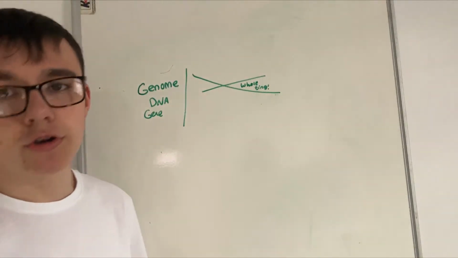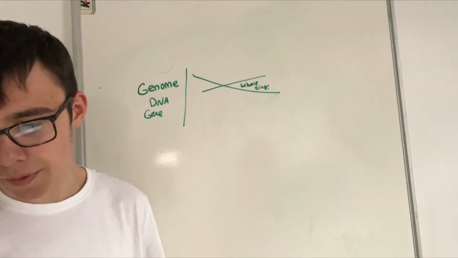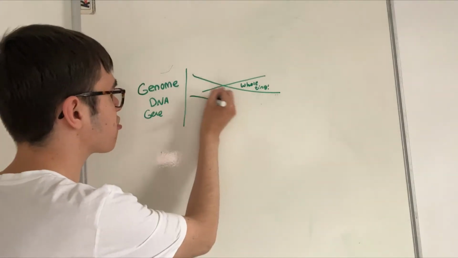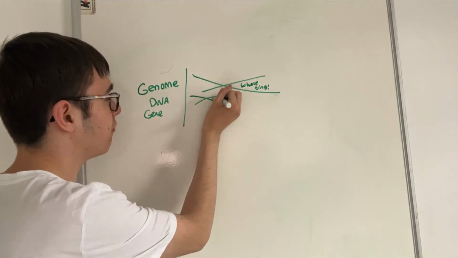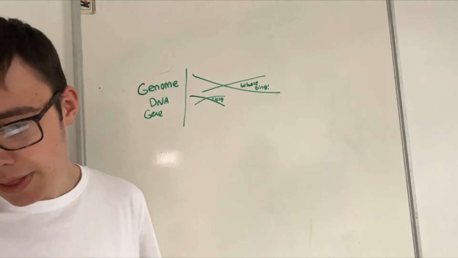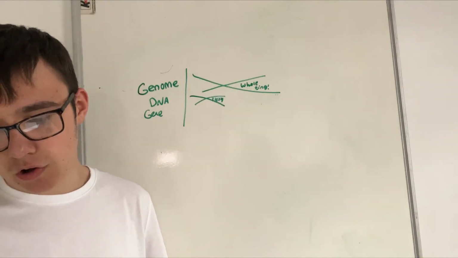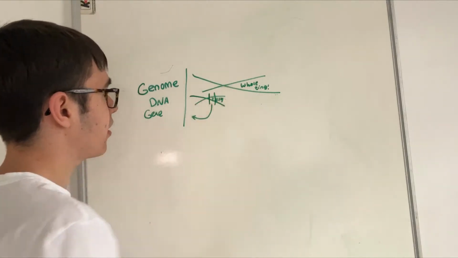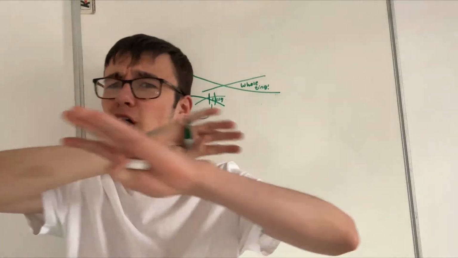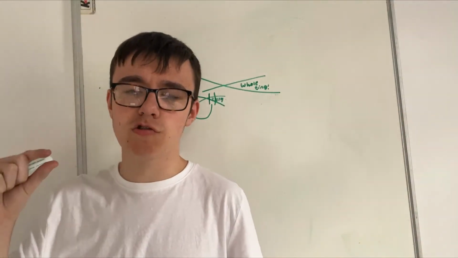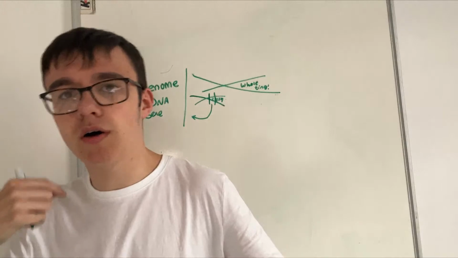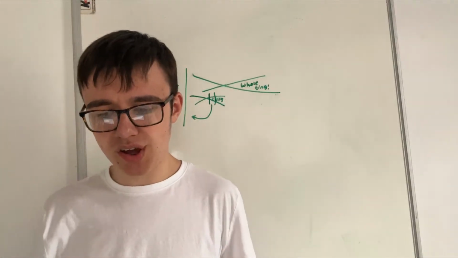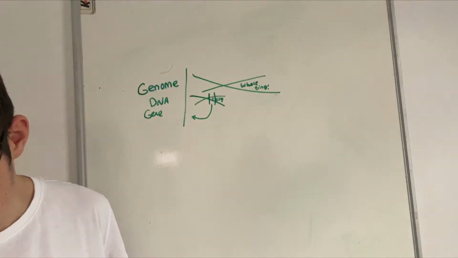DNA is the double helix polymer, and that obviously is just storing the genetic code. Very cool. Thank you, DNA. Genes are the portions of DNA that code for proteins. So, the genome is the whole thing, DNA is just part of it, which stores the genetic code, and a gene is a part of DNA. Got it? Got it.